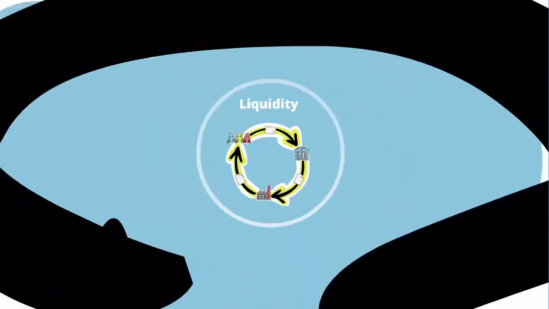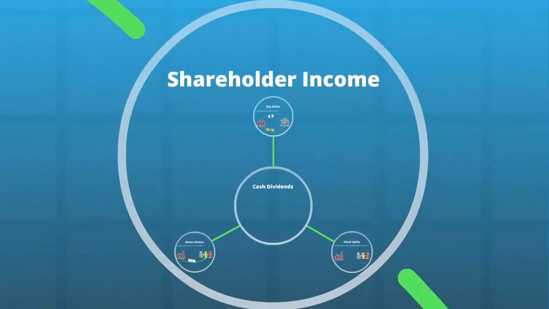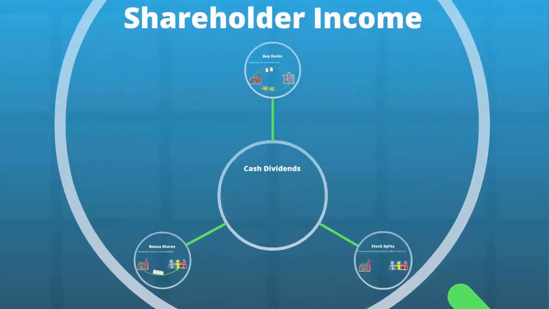Next, we're going to talk about shareholder income: cash dividends, buybacks, bonus shares, and stock splits. So this is all the things companies can do to and with the stock to essentially provide value to their shareholders. This is how the company can help make you a better return on your investment. And dividend payments occur when companies have excess profits.